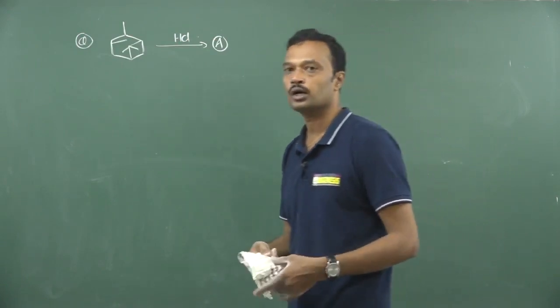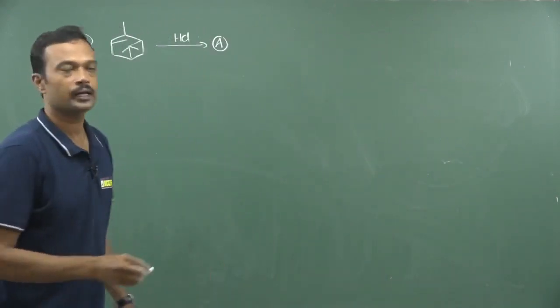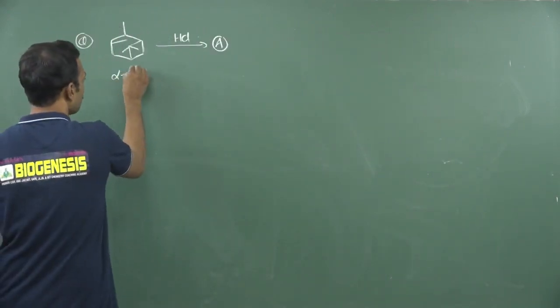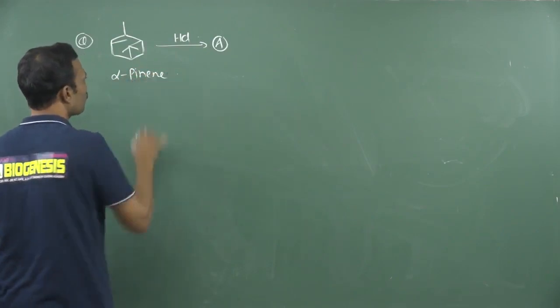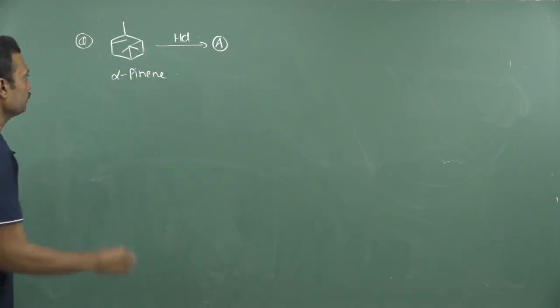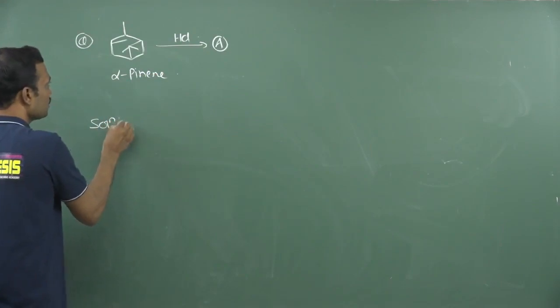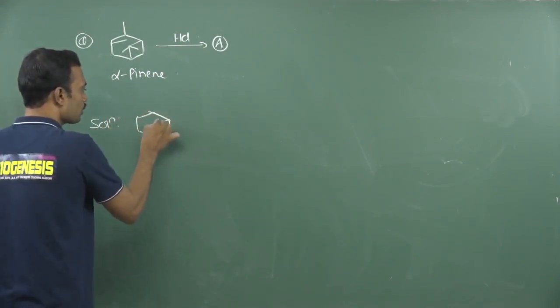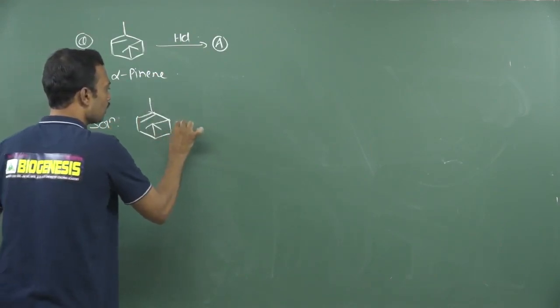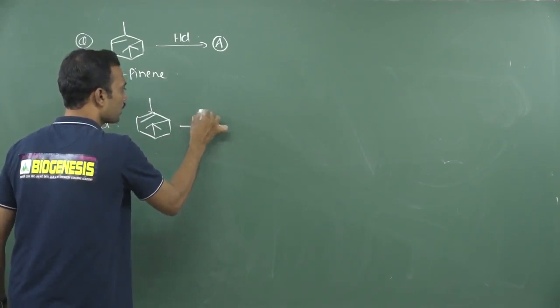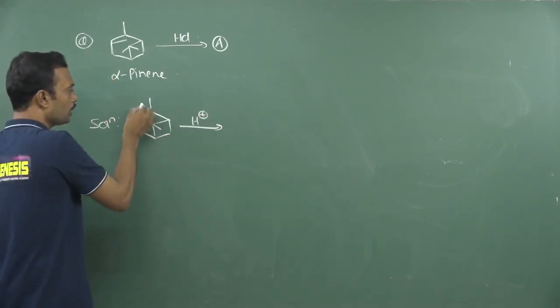This is called alpha pinene. When alpha pinene reacts with hydrochloric acid, what will be the major product in this reaction? Can you predict the answer? This is an unsaturated double bond which is present within the ring. Now we know hydrochloric acid can release H plus ion. Now it will migrate over here.